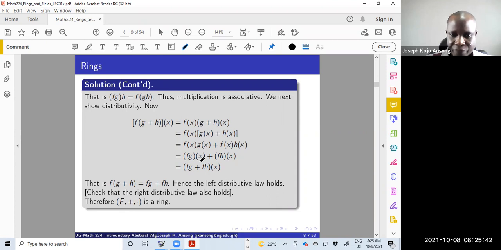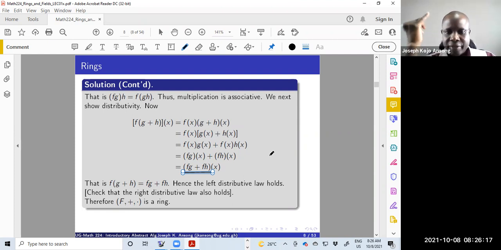So we can multiply this by that and this by this, right? And then, of course, this is the same as that, and this is the same as that. I can pull out the x and I have this. So basically this shows that f times (g plus h) is equal to fg plus fh, right? And that is the left distributive law. So the left distributive law holds. You can follow a similar approach to check that the right distributive law holds.